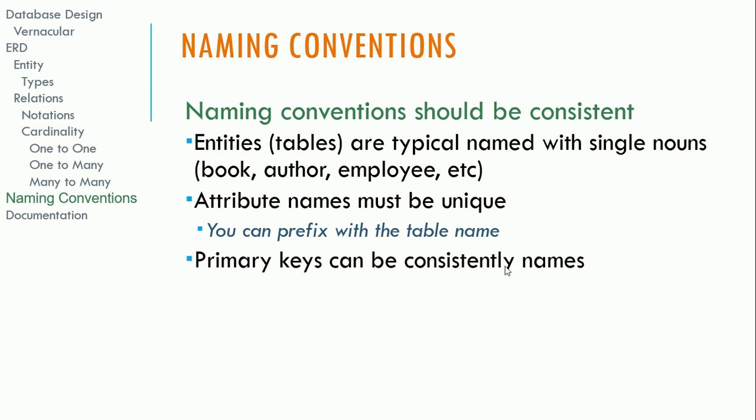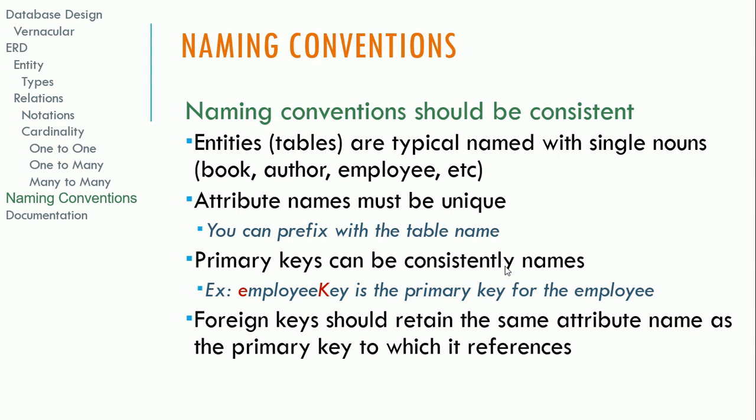Primary keys should have consistent names. For example, employee key is the primary key for employee, right? I use the same format, the same syntax to name all my primary keys. It just makes it a little bit easier. And foreign keys would retain the same attribute name as the primary key to which it references, and that's important. You could have foreign keys that are a completely different name that reference the primary key in another table, but then it gets confusing, right? So it's a good idea to use the same key name for a foreign key that it is in the primary key table. It just makes it easier to identify those.